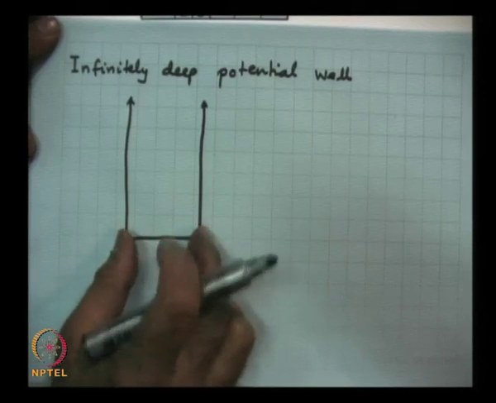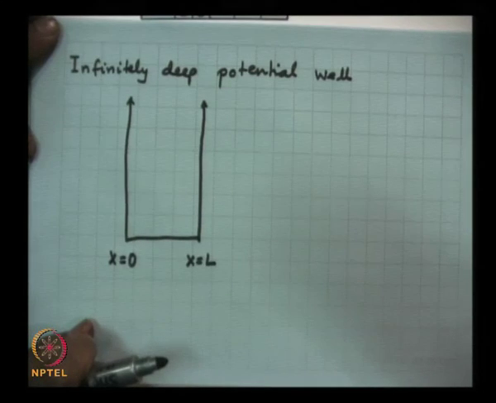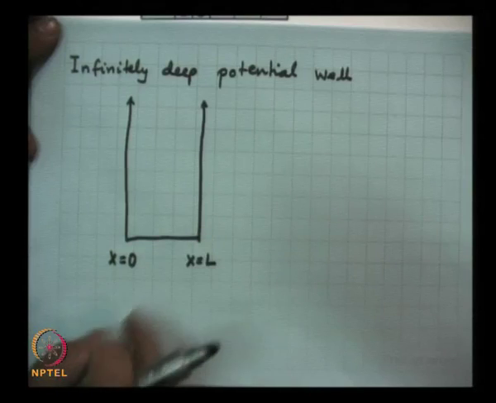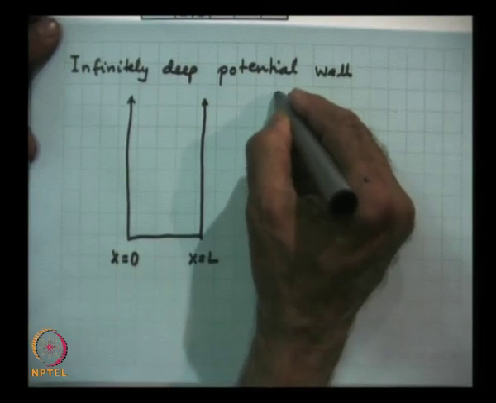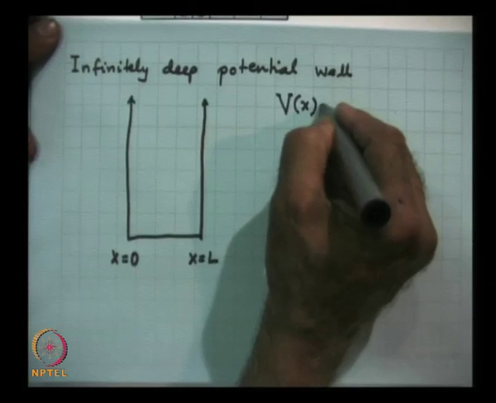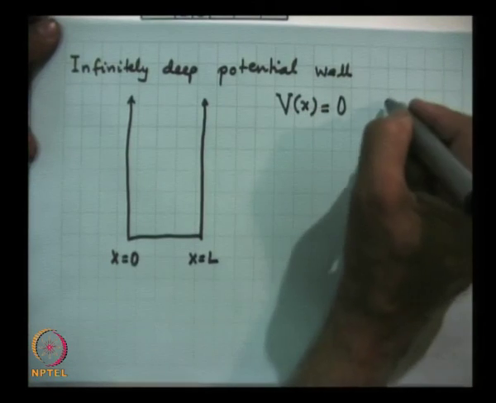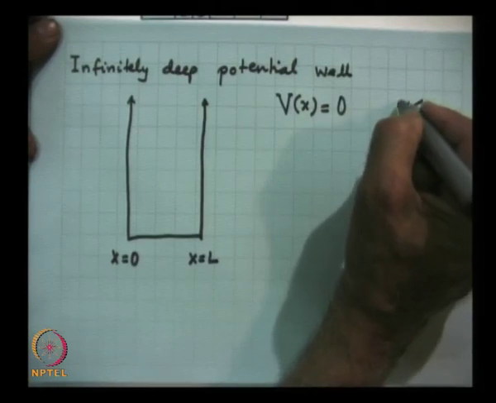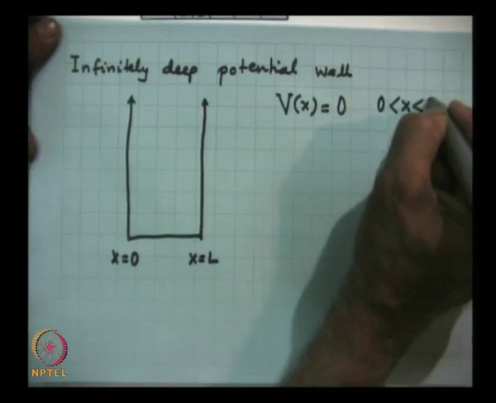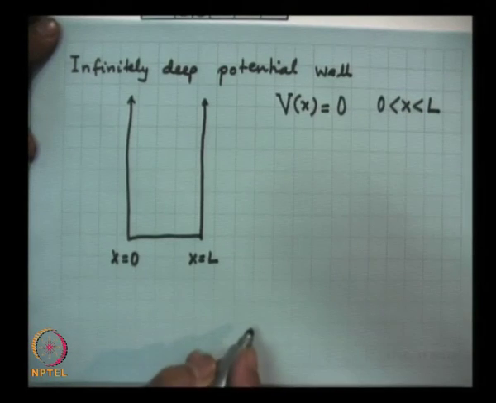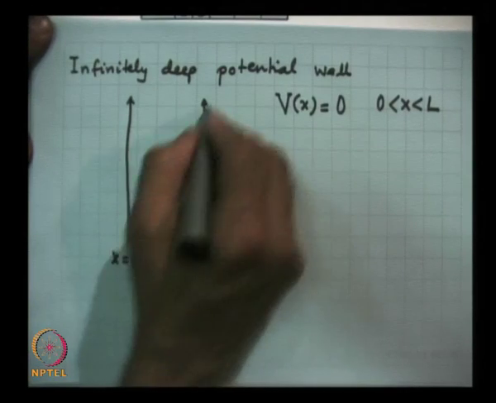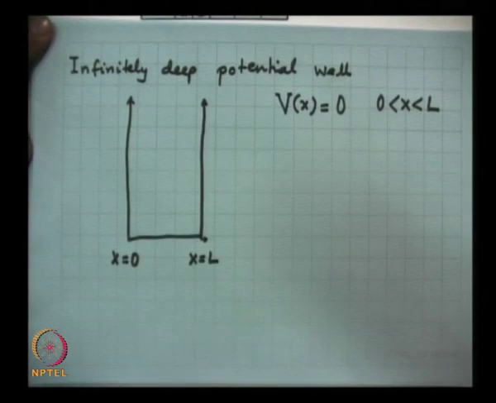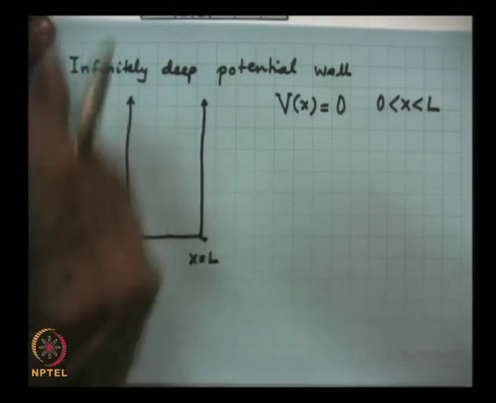and the particle is localized somewhere here, and between x is equal to 0 and x is equal to L, the particle is free. So, V of x is equal to 0 for x lying between 0 and L. And at the boundary, there is an infinite jump in the potential, and so therefore, the electron or the proton cannot go outside the well.